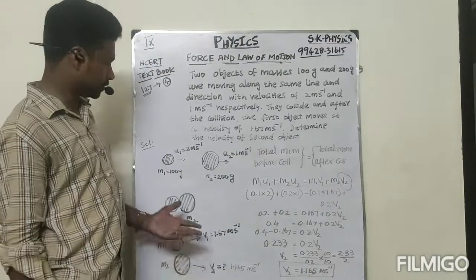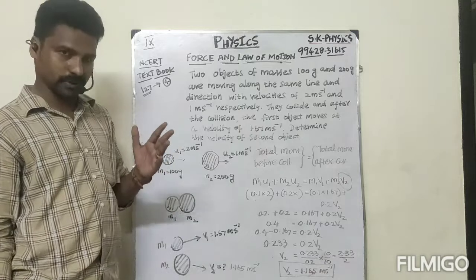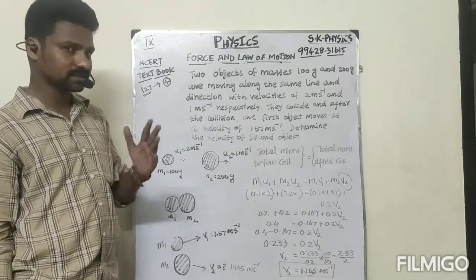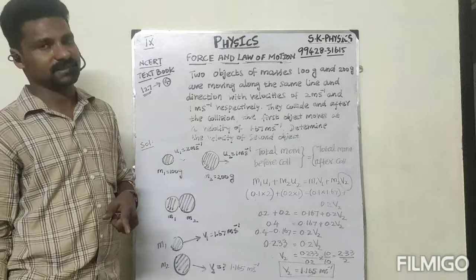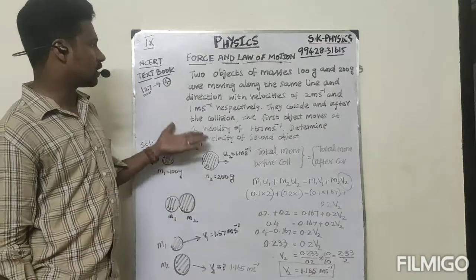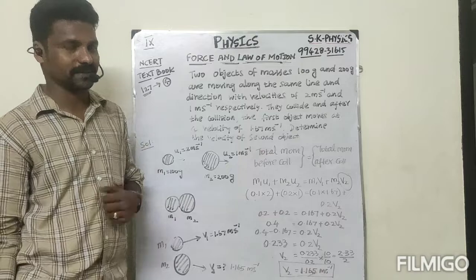Okay students, so in this question, before the collision two different velocities are given, then after the collision one of the velocities is given, and the other velocity is asked. So by using the law of conservation of linear momentum, it is possible. Okay, thank you.